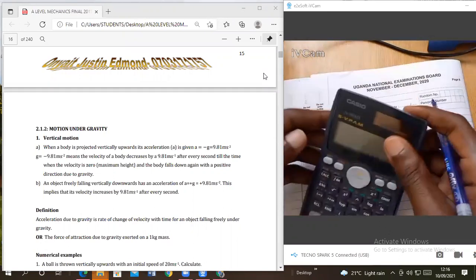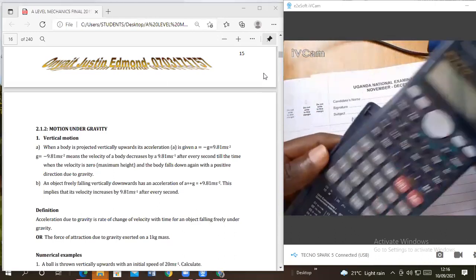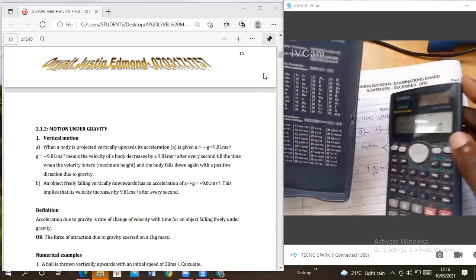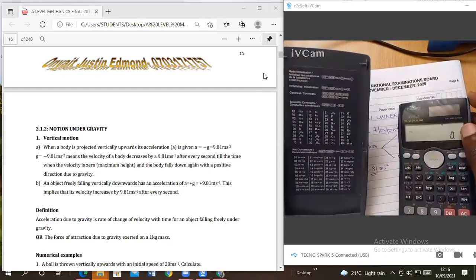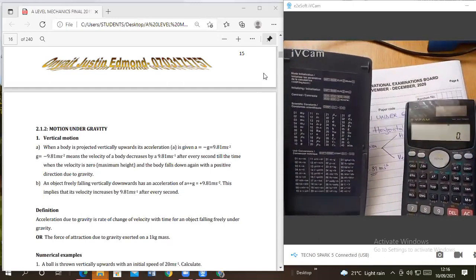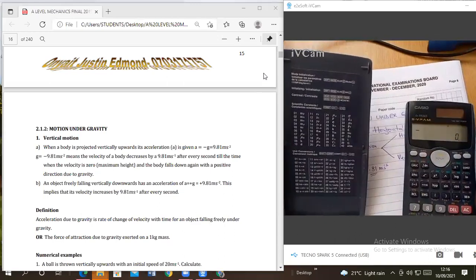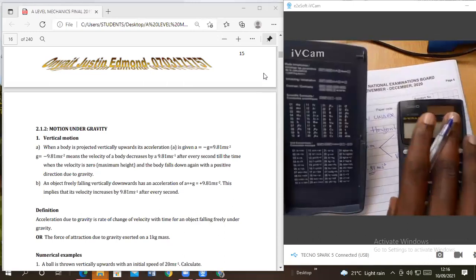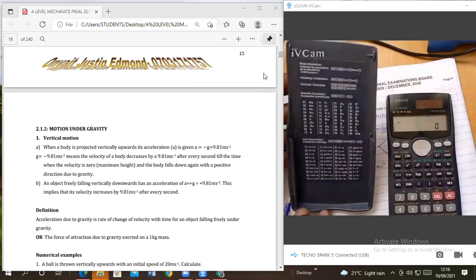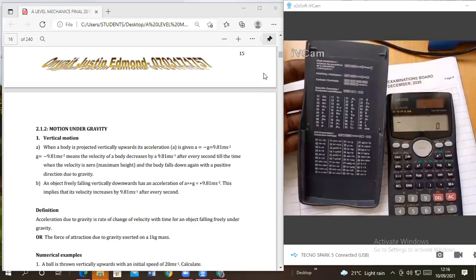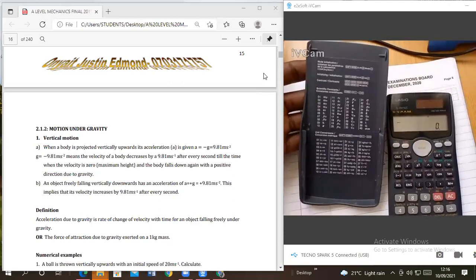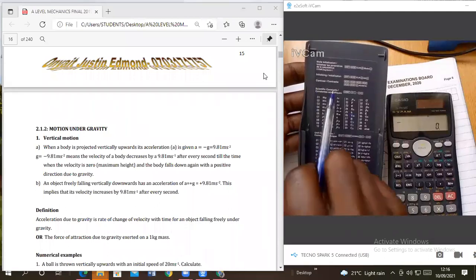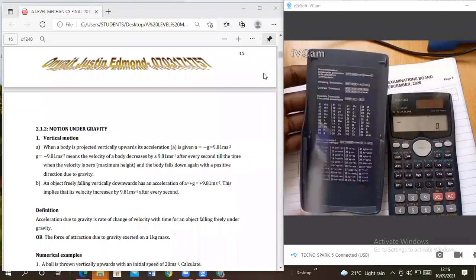And this value is already in your calculator. Do you have your calculator with you? I want to show you how to put this in your calculator. In O level, you are using 10, not so? But in A level, we don't use 10 because the most accurate value is 9.81. So when you want to find that value, we can find it from our calculator. Are you seeing this cover here? Now you come to scientific constants. Are you seeing scientific constants?